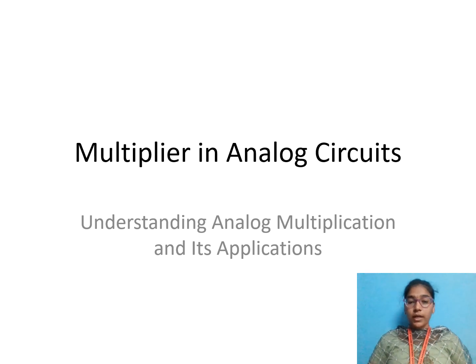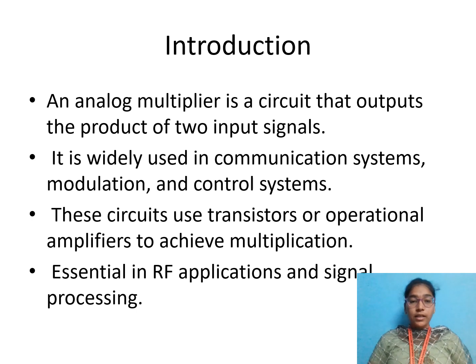Multiplier in analog circuit: understanding analog multiplication and its applications. Introduction. An analog multiplier is a circuit that outputs the product of two input signals. It is widely used in communication systems, modulation, and control systems. These circuits use transistors or operational amplifiers to achieve multiplication, essential in RF applications and signal processing also.